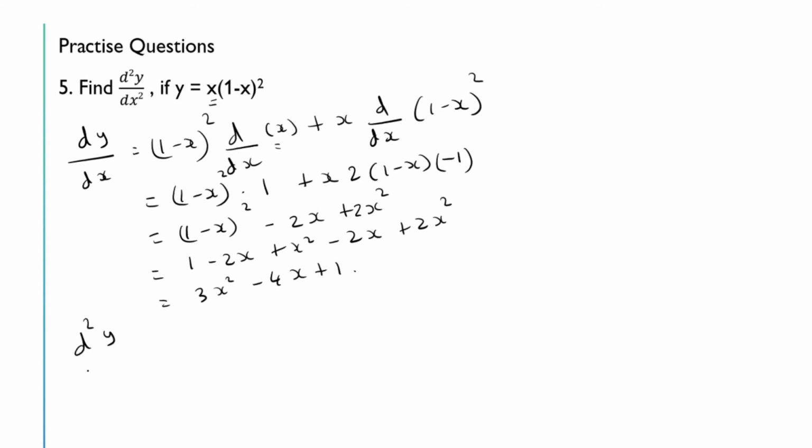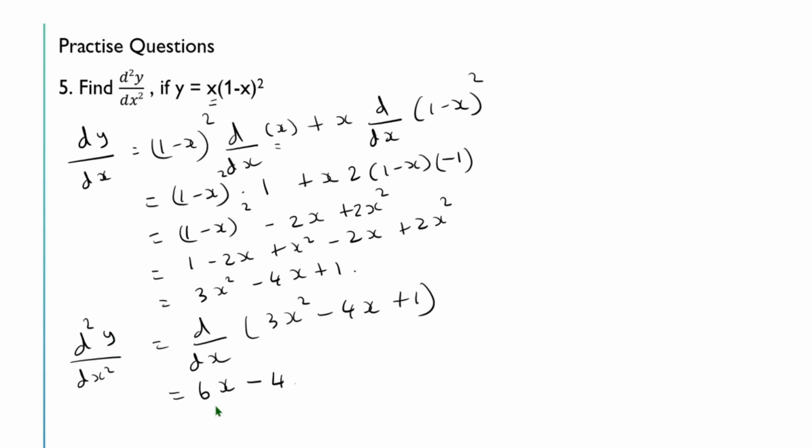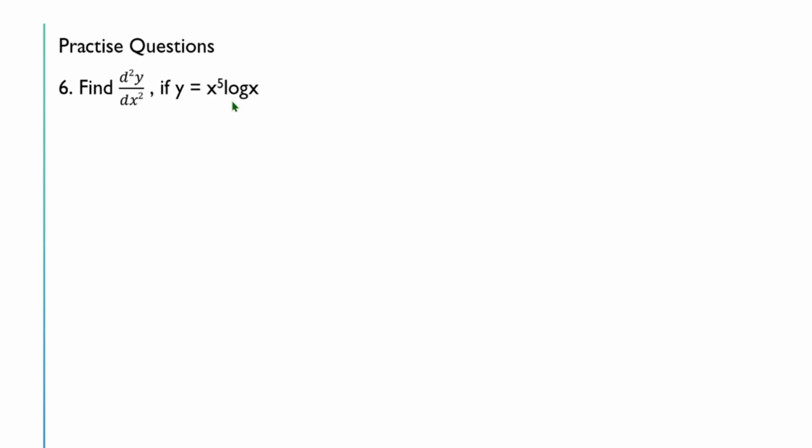Now d square y by dx square is equal to d by dx of 3x square minus 4x plus 1. So when we differentiate this, we get 3 into 2x, so 6x, minus 4 into d by dx of x, which is 1. So minus 4. So d square y by dx square is equal to 6x minus 4, when y is this function.